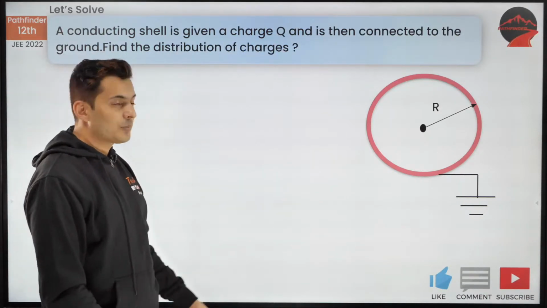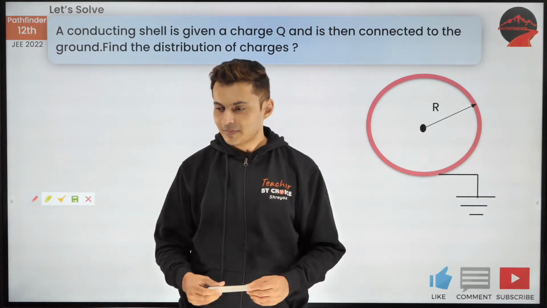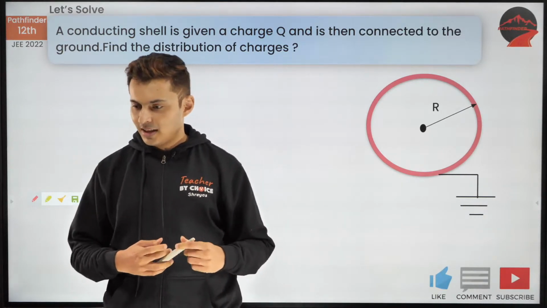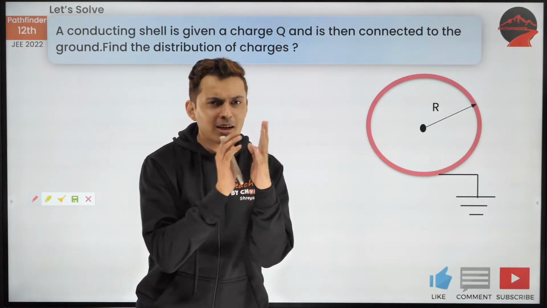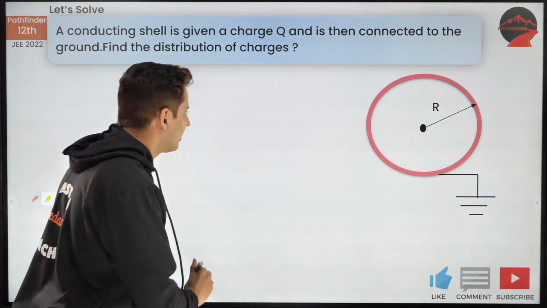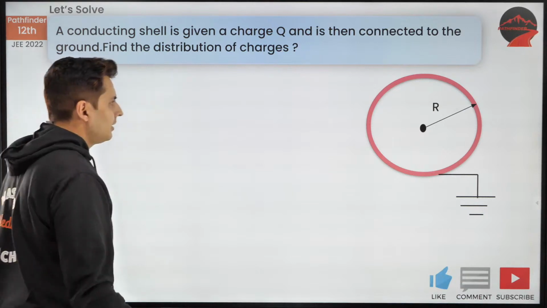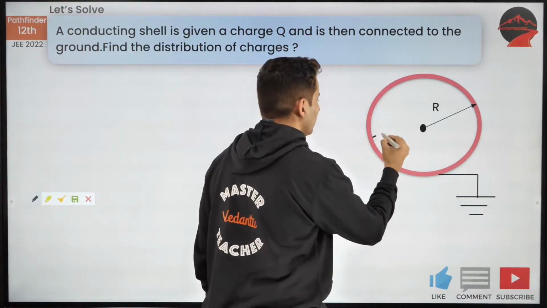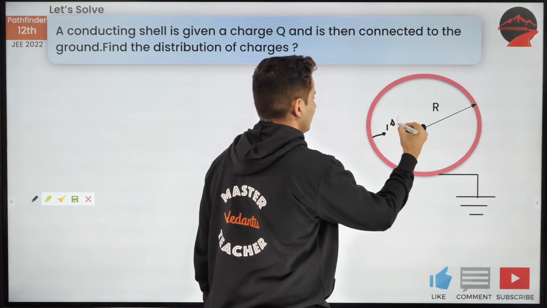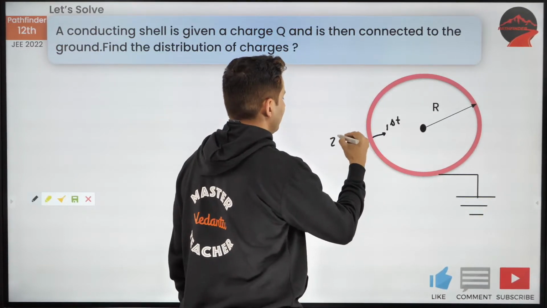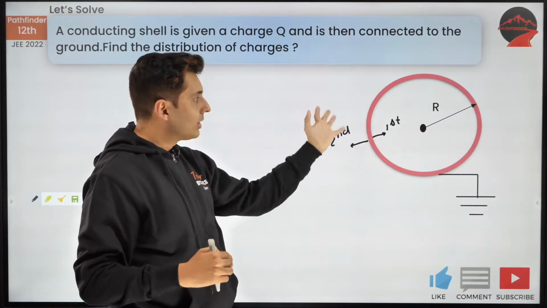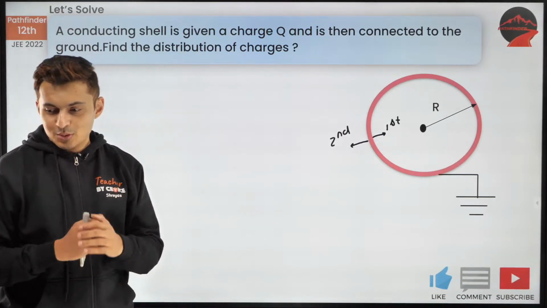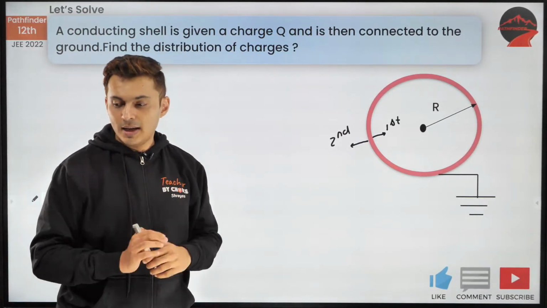Okay, come on, think. What should be the answer? You connect it to the ground. Guys, I'll tell you what. Imagine there are two surfaces. This is the first surface and this is the second surface. Two surfaces are there, the inner shell surface and the outer shell surface. So think about it. What will happen?